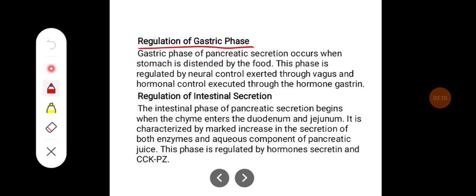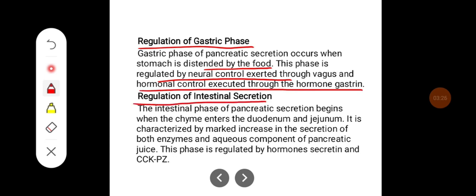Regulation of gastric phase. Gastric phase of pancreatic secretion occurs when the stomach is distended by food. This phase is regulated by neural control exerted through the vagus and hormonal control executed through the hormone gastrin.